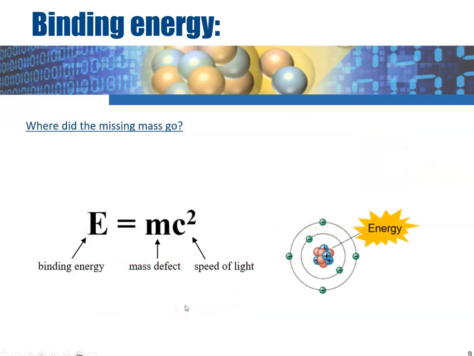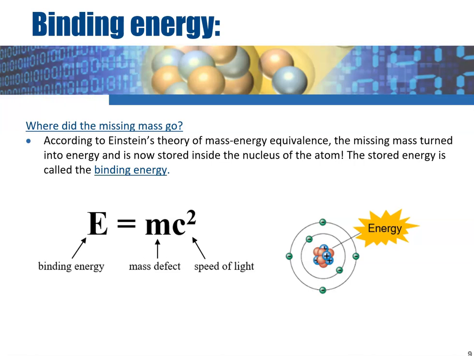All right, so the question is, where did this missing mass go? According to Einstein's theory, the missing mass turned into energy and is now stored inside the nucleus. This stored energy is the binding energy. Even more importantly, if I split the nucleus of the atom, this binding energy can be released. So there's energy stored inside the nucleus of every atom. And if we're looking for another energy source, we can split these atoms and get the binding energy out.